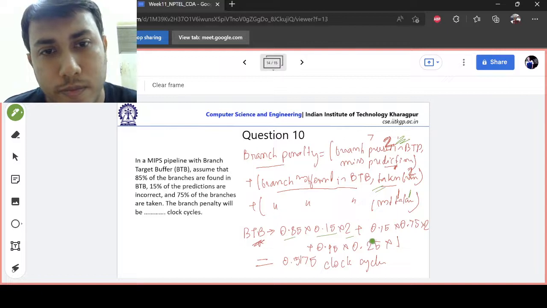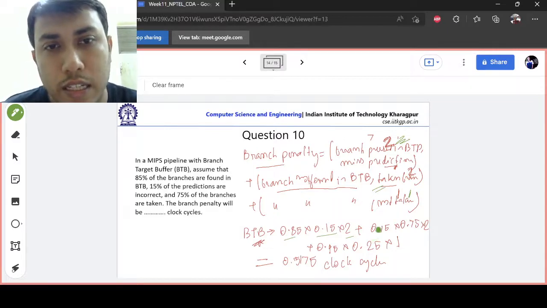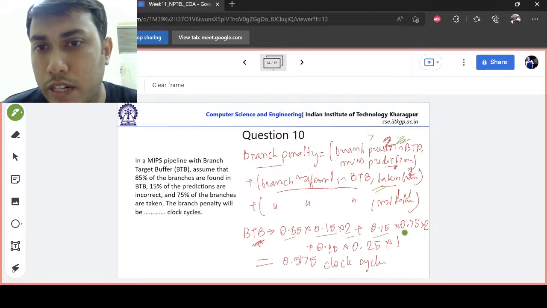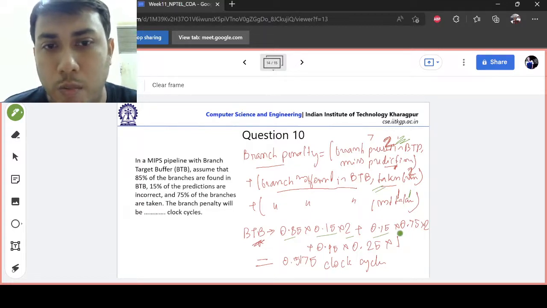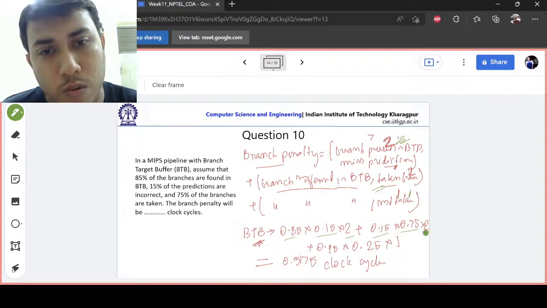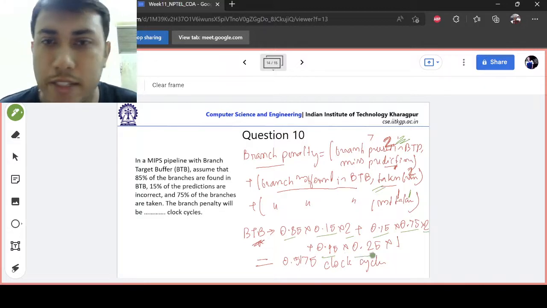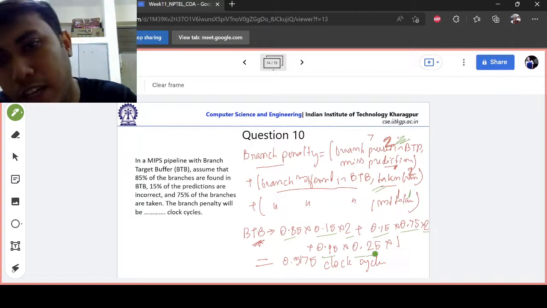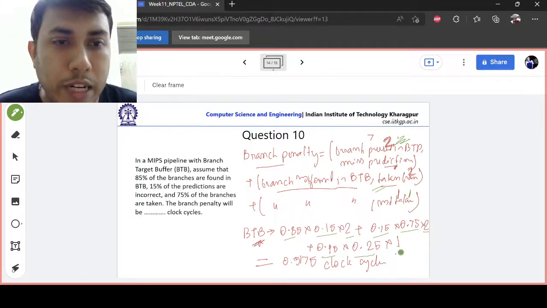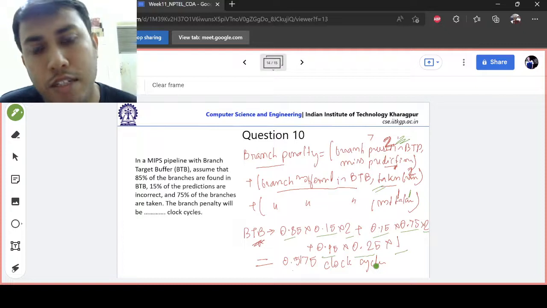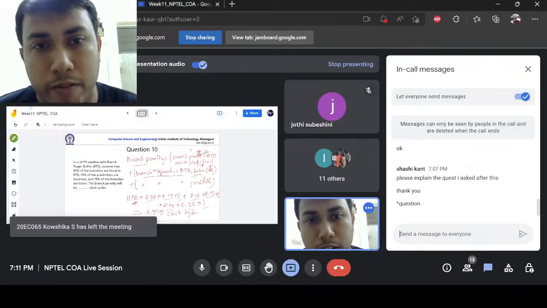Now the branch not found case is 0.15, that is, 0.15 of the instructions are not present in the BTP. 0.75 are the branches taken, into 2, and the last one is branch not found. Branch not found is 0.15, 15% are not present. If 75% are branch taken, then 25% are non-branch, and its penalty is 1. So if we calculate this, it will come out to be 5175.